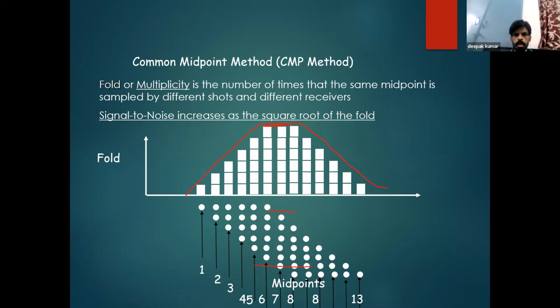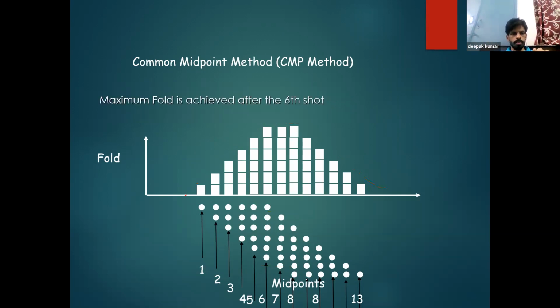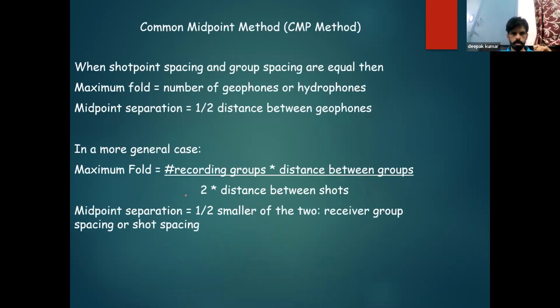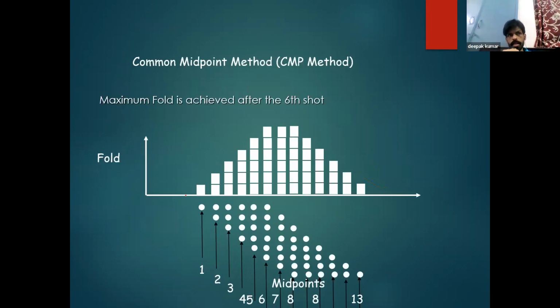So what we know is that fold is the number of times the same midpoint is sampled. Okay, we talked about this yesterday, and after that there will be a decrease in the sampling of midpoints as we move from the starting position to the end position. Okay, so we talked about all these. Now yesterday we also saw end-on data acquisition, or asymmetric data acquisition. In that scenario, the fold range was more compared to the common midpoint or symmetric data acquisition. Correct?